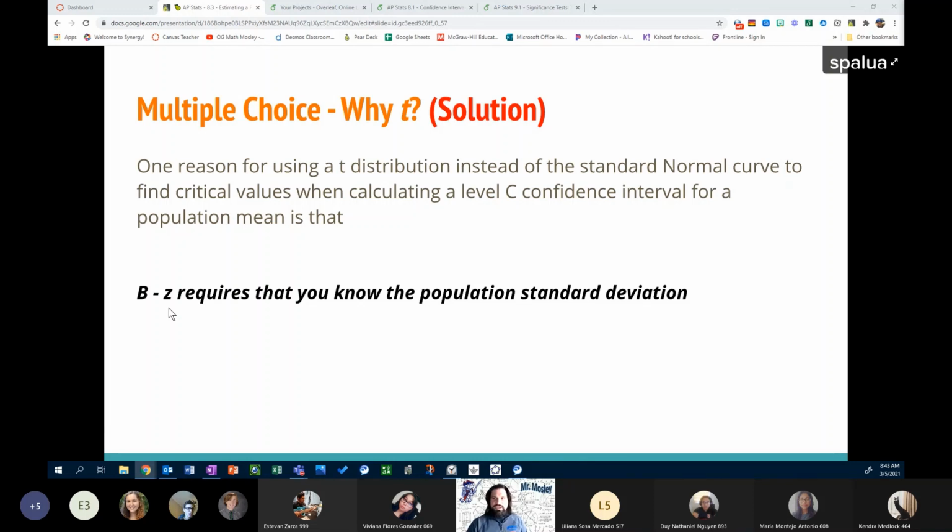All right. Is there anything I can clarify? Any questions on this first multiple choice question? Okie dokie, let's move it on forward.